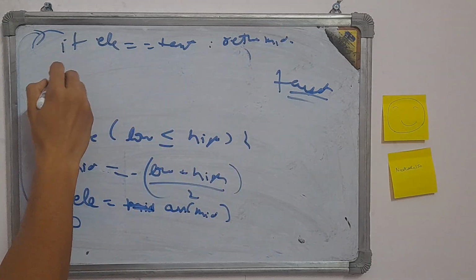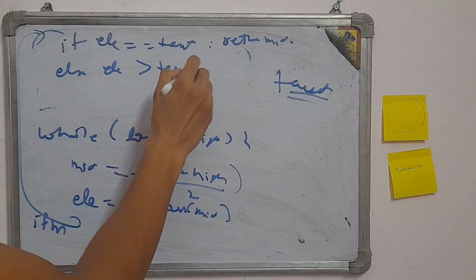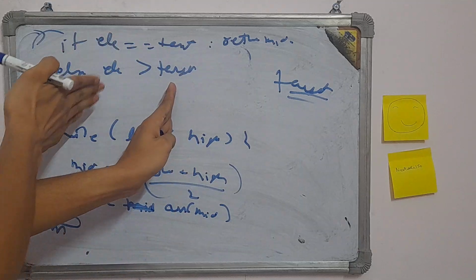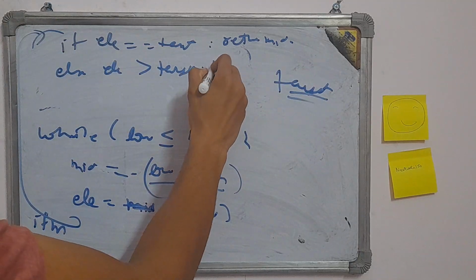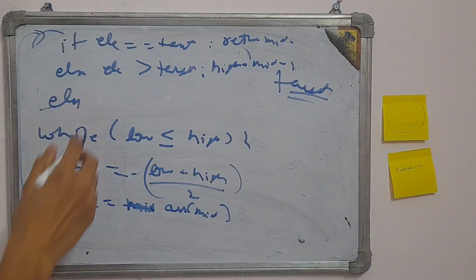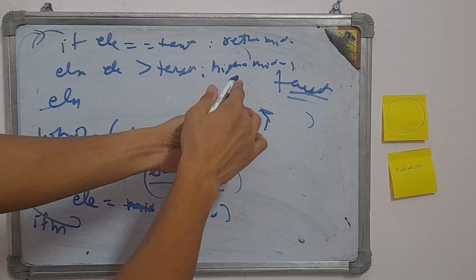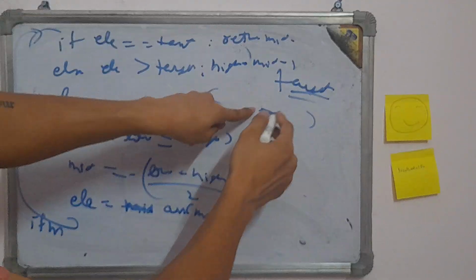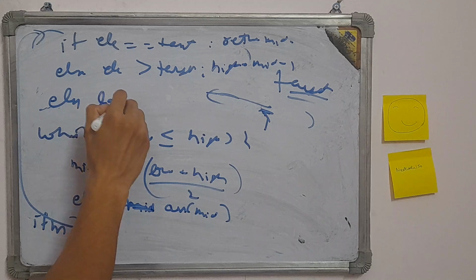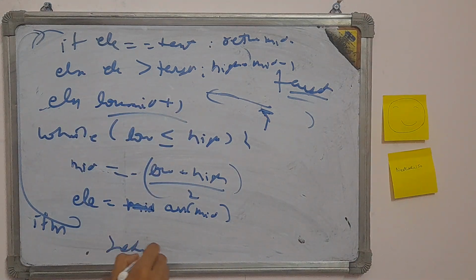Okay. Now in the other case, if the middle element is greater than target, that means the middle element is here and the target is even smaller than this, so we eliminate this part. So then we do high equal to mid minus 1. And in the last case, if we are at this point and the target is greater than the element, that means we eliminate this part. So we do low equal to mid plus 1. Okay. And in the end we just return minus 1.